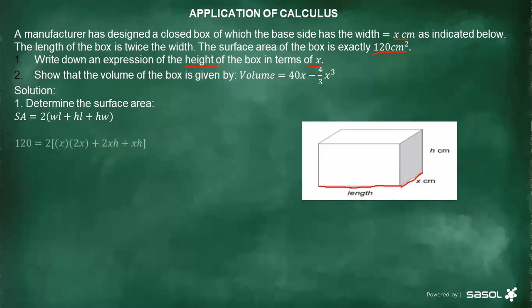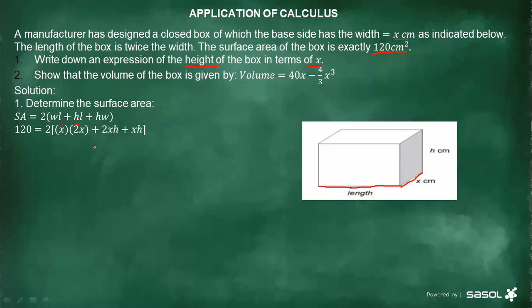The second step, of course, is substituting. We have the surface area, which is 120, and then 2, and w is the width, which is x. You can see this is x. We agree that l is twice the width, which is 2x. And of course h is still the same.